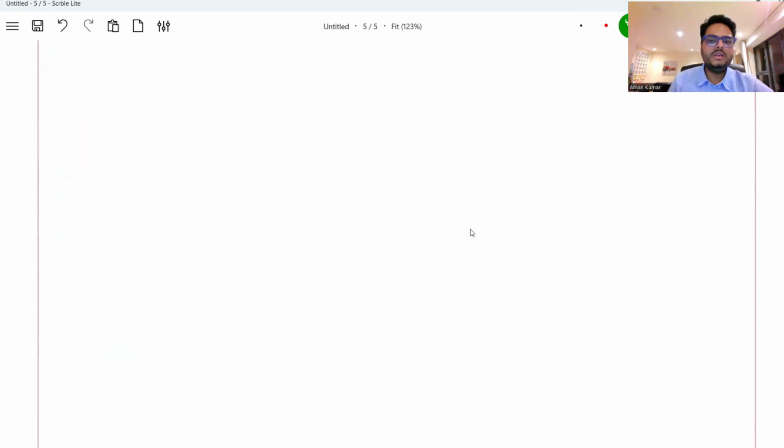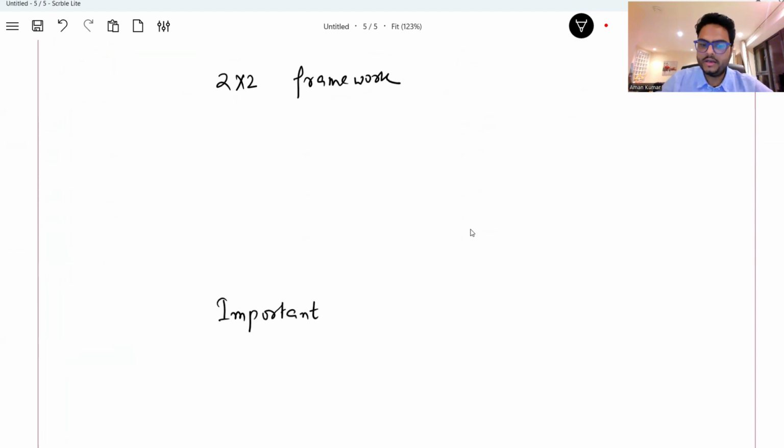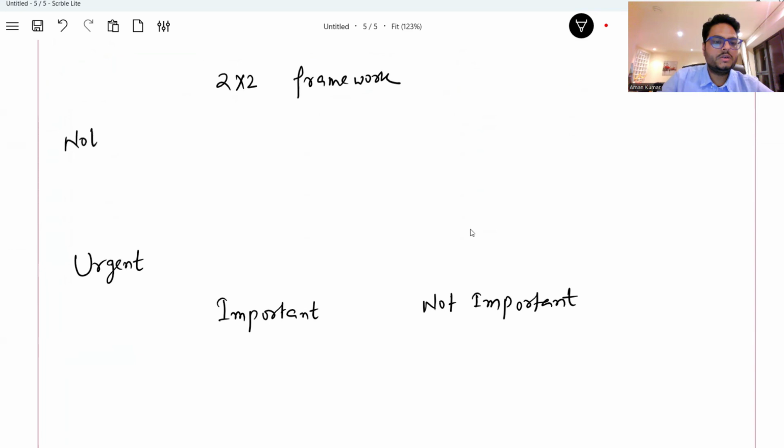The last one is very easy, very simple to understand, and you can use this in your personal life as well. This is called a 2x2 framework. Very easy to understand. What you do simply is you create a 2x2 matrix like this. Let's say you have 10 tasks in your hand. On one axis, something which is important and something which is not important. And on the y-axis you can say something which is urgent and something which is not urgent.